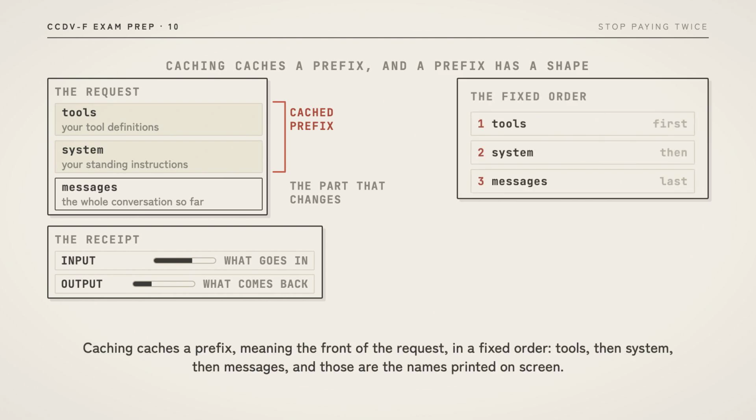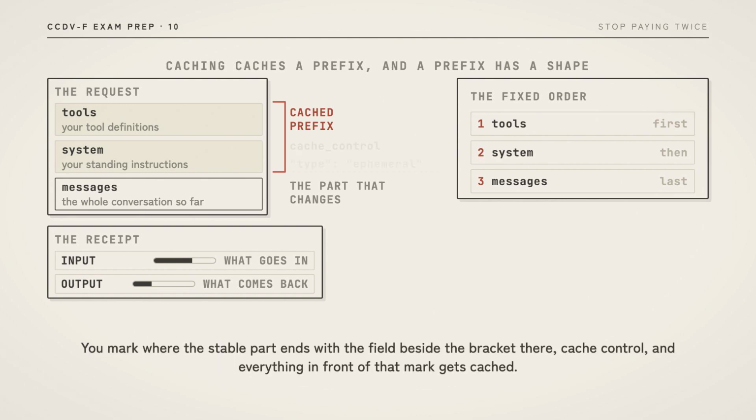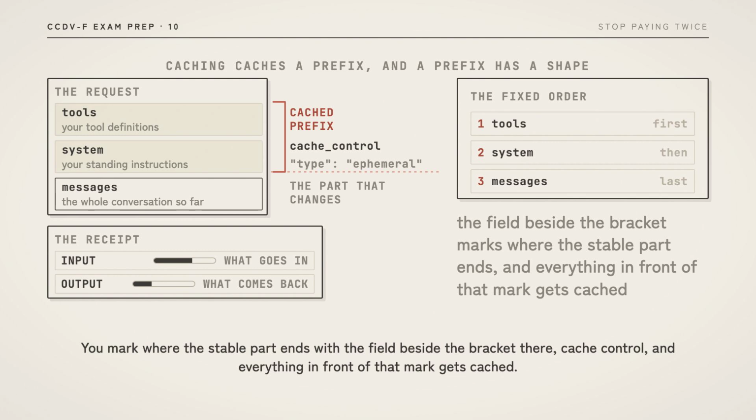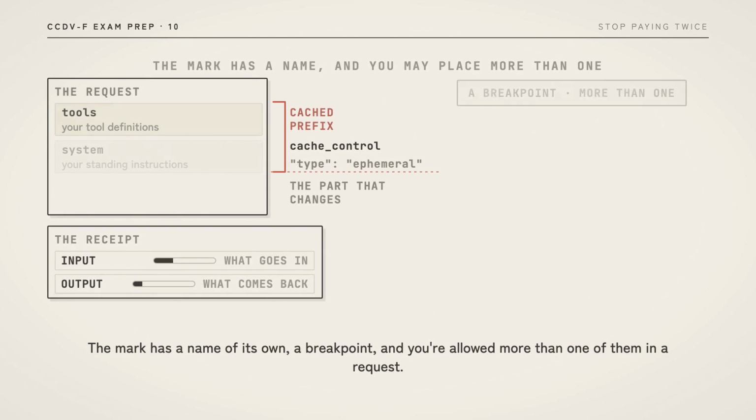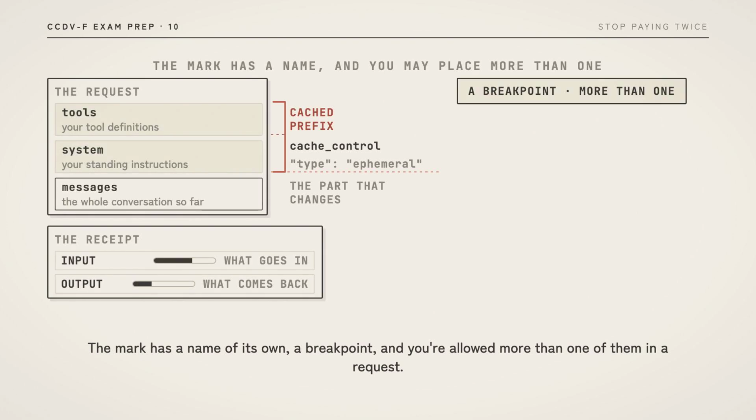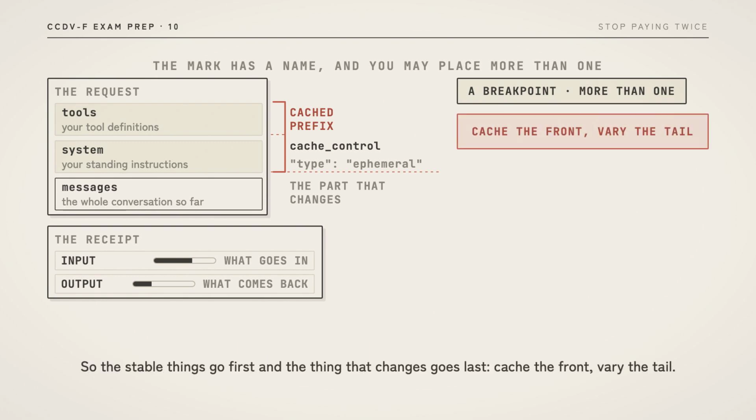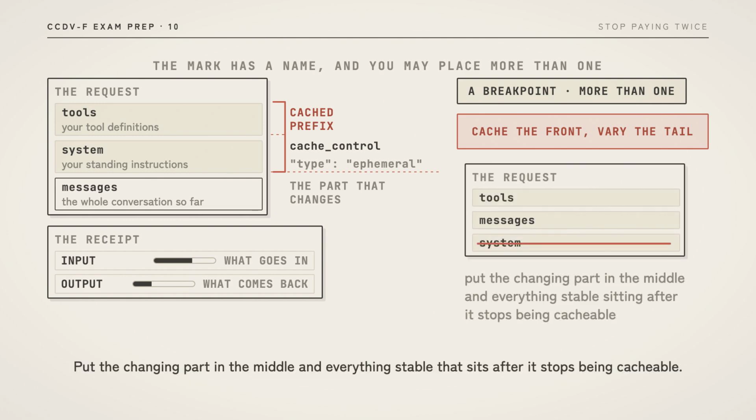Caching caches a prefix, meaning the front of the request, in a fixed order: tools, then system, then messages, and those are the names printed on screen. You mark where the stable part ends with the field beside the bracket there, cache control, and everything in front of that mark gets cached. The mark has a name of its own, a breakpoint, and you are allowed more than one of them in a request. So the stable things go first, and the thing that changes goes last. Cache the front, vary the tail. Put the changing part in the middle, and everything stable that sits after it stops being cacheable.